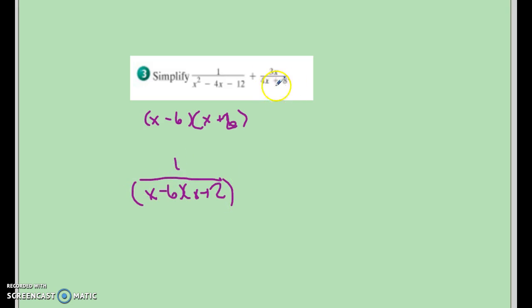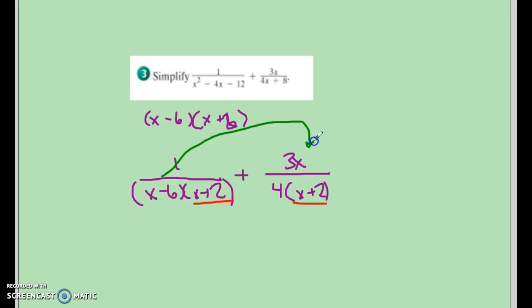And I see I can pull a 4 out from both of those terms. So I go ahead and I do that. So then I have my x plus 2. The thing that I see is similar between them, I have an x plus 2 in both of my denominators. So now I have to multiply what I don't have. The thing that I don't have in this denominator is my x minus 6. So I multiply my 3x times that. And the thing that I don't have in this is that 4. So I go ahead and multiply.